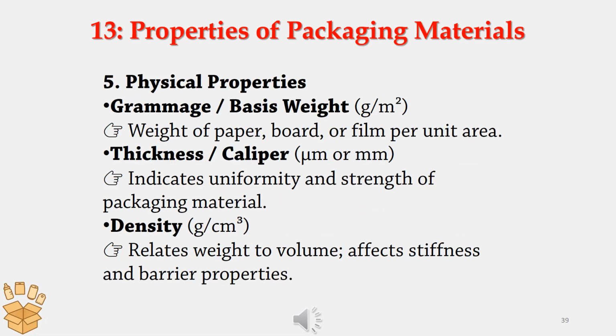Fifth, physical properties. Grammage, basis weight. It is weight of paper, board or film per unit area. Its unit is GSM. Thickness or caliper. It indicates uniformity and strength of packaging material. Density. It relates weight to volume. Affects stiffness and barrier properties.